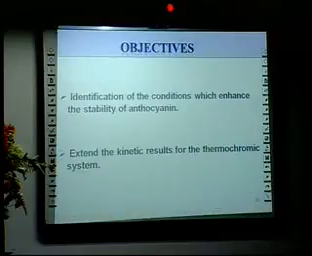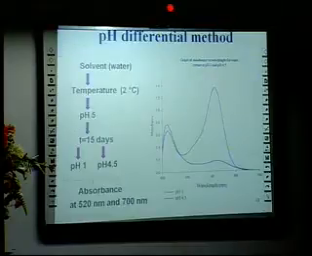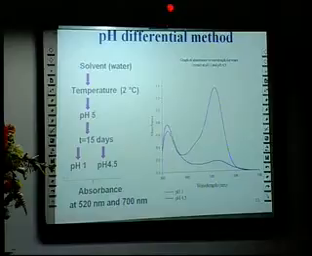There are two main objectives of this research: identification of the conditions which enhance the stability of anthocyanin, and extending the kinetic results to the thermochromic system. In order to continue the experiment, anthocyanin was extracted from fresh grapes. For the kinetic study, 4 different temperatures, 4 different buffer systems and 4 different solvent systems were used. Then the anthocyanin content was measured using the pH differential method.